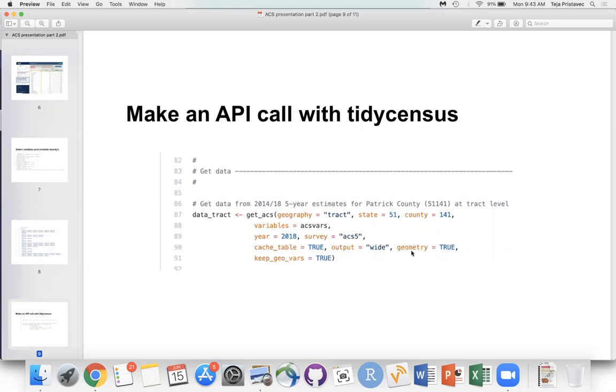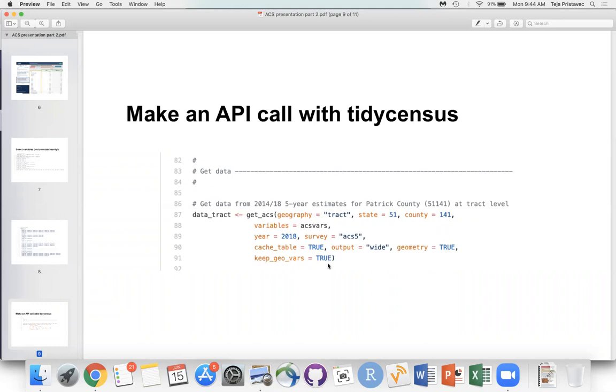So what this does under the hood is it uses the Tigris package, which is another package designed to interact with the Census Geographies API to get the shape files or the geometries for you. So you don't have to do a separate call that says, okay, give me the borders of all these counties and states so that I can draw a map, right?